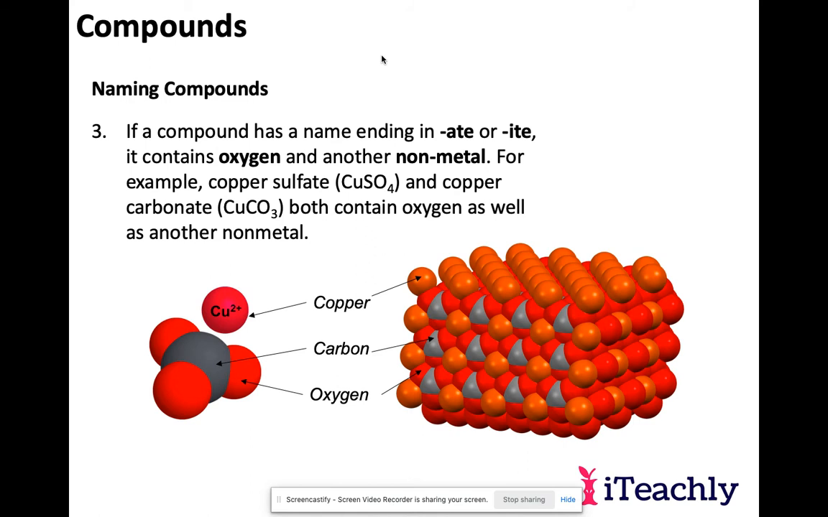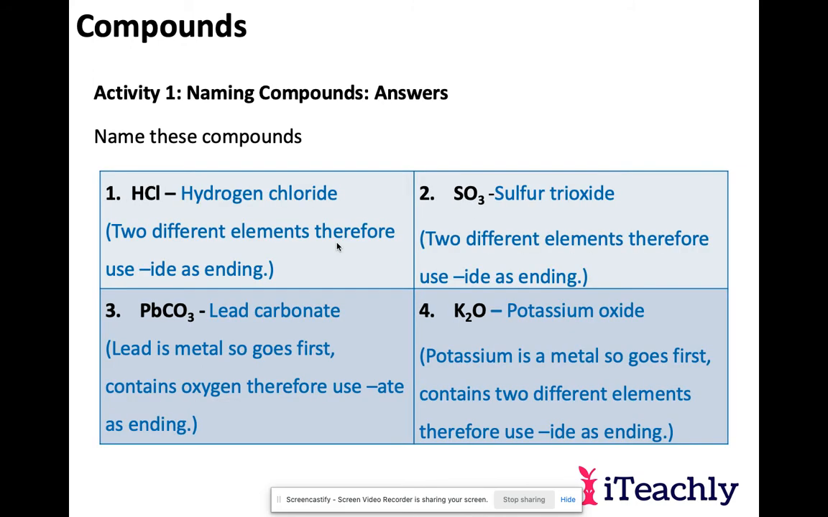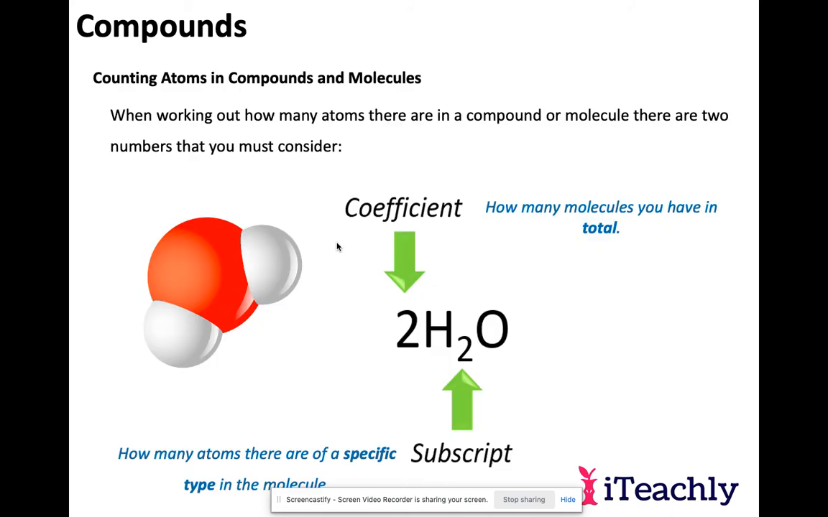So here's two examples. You have your copper sulfate or your copper carbonate. Again, notice I have more than two elements. And that's just the basics. This isn't the end all be all for naming, but this is just the basics for naming. So here's a couple of examples. I have helium chloride. I have sulfur trioxide. Notice the tri, that prefix I was alluding to. You have lead carbonate and then potassium oxide.